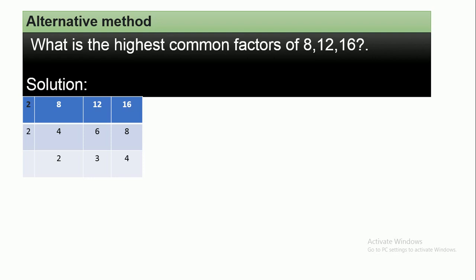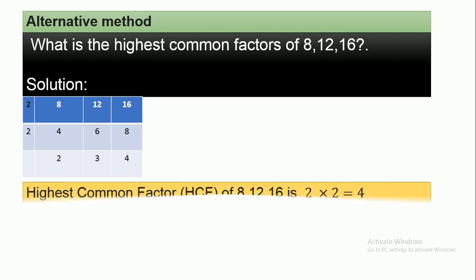So in this case, how do you now compute your HCF? You multiply the prime numbers you used. These are the 2 prime numbers, 2 and 2. So the HCF of 8, 12, and 16 will be 2 times 2, which gives 4. If you compare with the previous answer, you will justify the claim that the HCF of 8, 12, and 16 is 4. Interesting.